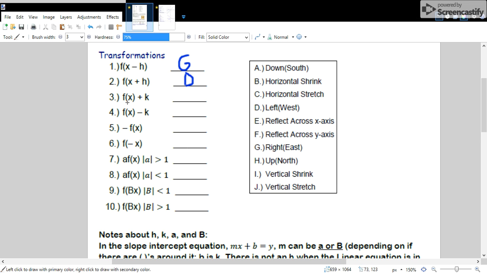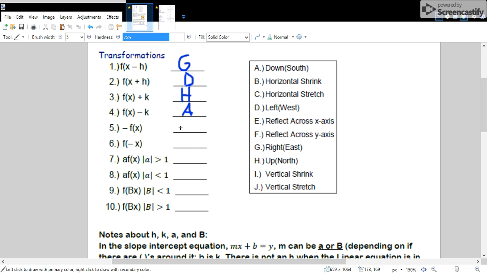On 3, we have f of x plus k. That is a vertical translation, and you'll put H, we're going up. On number 4, we have f of x minus k. We have a minus k on the outside, that's going down. That's a vertical translation going down, which is A.